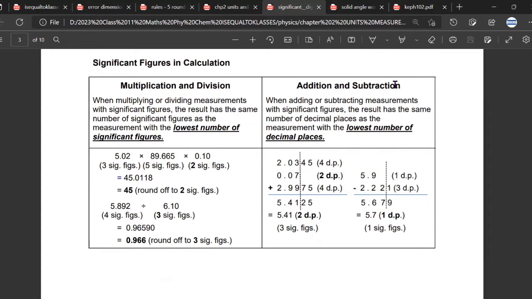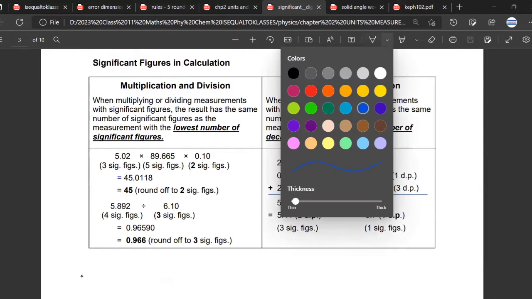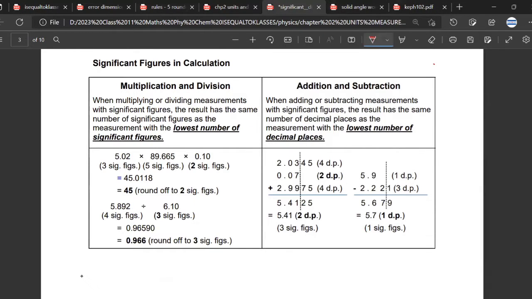Now, the rules per se of multiplication, division, addition, subtraction are very simple. No complication, very simple rules. And they are very logical also, so it is not as if they are illogical. What they are saying is, when multiplying or dividing with significant figures, the result has to have the same number of significant digits as the lowest number of significant digits.